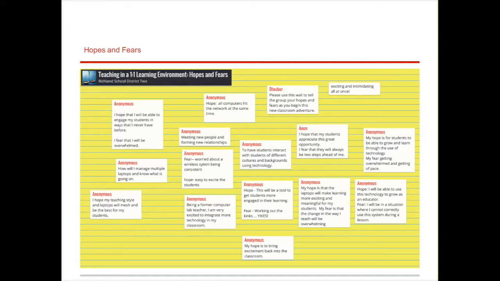And I will show that document. You may want to try this in your organization if you're getting ready to move into a new technology initiative. Get people to leave their hopes and fears, and you can get a good sense of what people are thinking and where your stakeholders are.